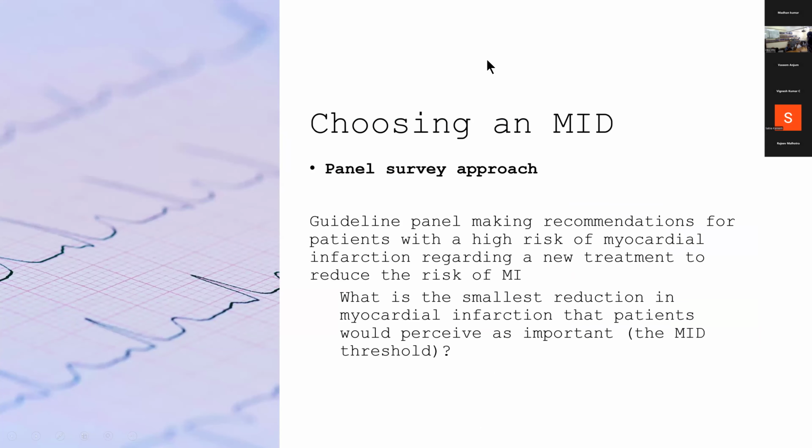Sometimes when you can't do any of these, the other option is that the guideline panelists themselves will decide on the MID. How they do it is by using the panel survey approach. So let's look at an example. Suppose they're making recommendations for an intervention. They're looking at the risk of MI. Now the question is, what is the smallest reduction in MI that patients would perceive as important?